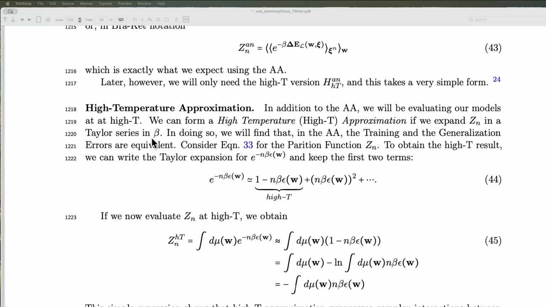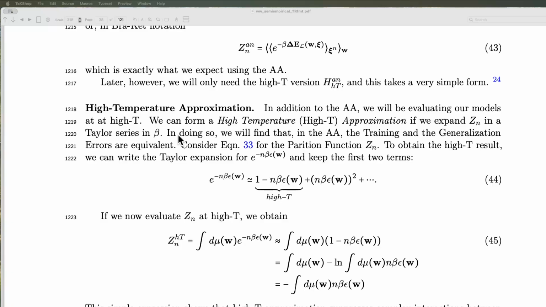Okay, sorry, that phrase is a little awkward to me. "So in doing so, we'll find that in the AA, the training and the generalization errors are equivalent, and we'll see that below." That comment is kind of out of place. You are going to see below that the training and generalization errors are equivalent, but maybe that comment doesn't belong here on 220. So we move on.